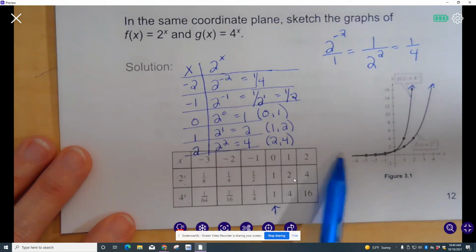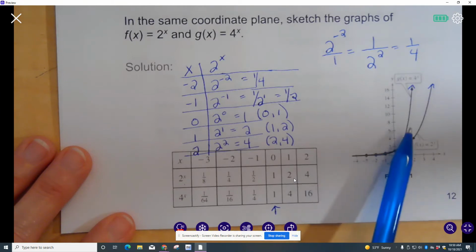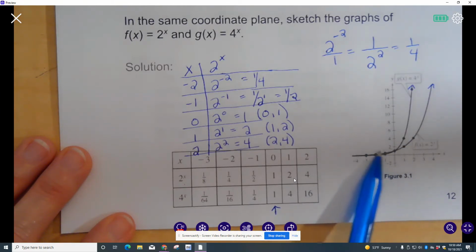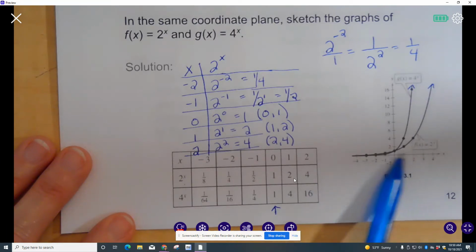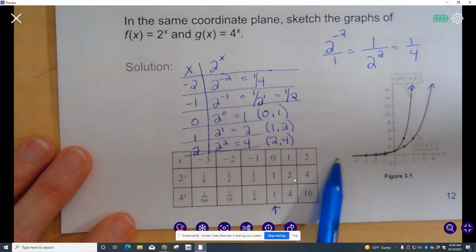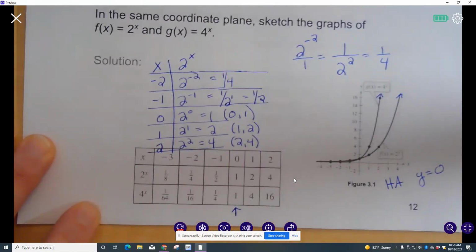So as we're headed to the left here, as x approaches negative infinity, both of these graphs are getting closer and closer to the x-axis, or the line y equals 0. So these have a horizontal asymptote at y equals 0.